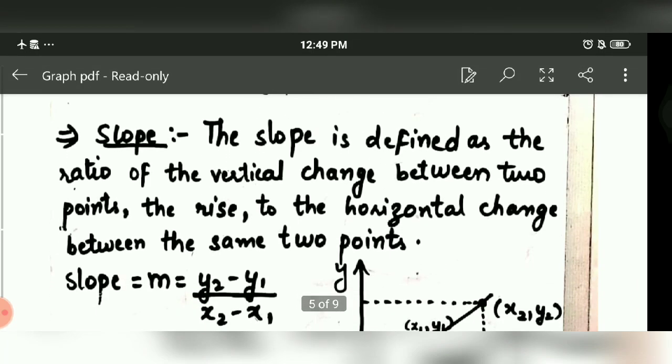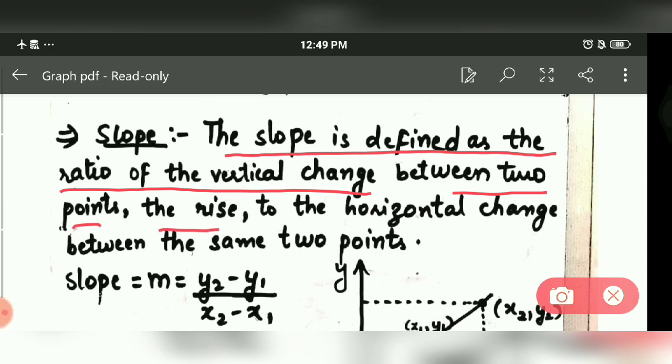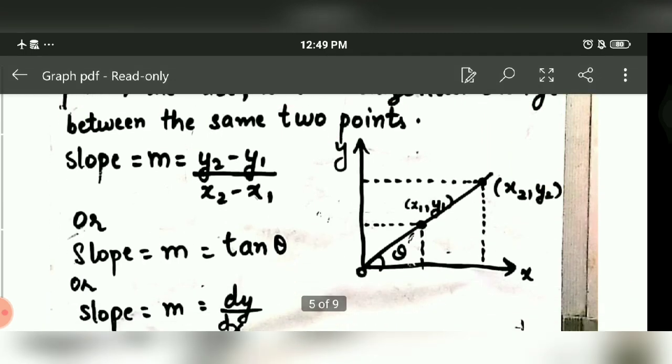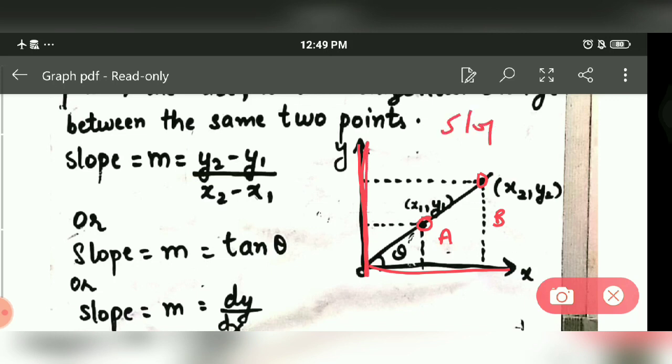Next, slope. Now we have to define a slope. Slope is defined as the ratio of the vertical change between two points, the rise, to the horizontal change between the same two points. What does it actually mean? If for a graph we take two points, point A and point B, this is the vertical height, this is the horizontal range. Slope is the ratio of vertical change upon horizontal change. Along the vertical we have the change of y, and along the horizontal we have the change along x.